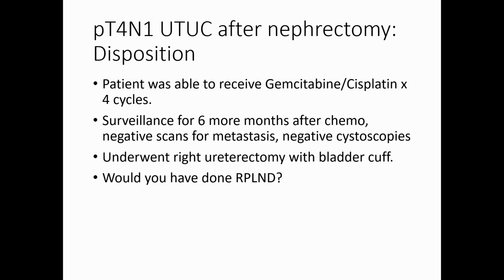And then after that, we monitored the patient just to make sure she wouldn't have a rapid recurrence, continued surveying her endoscopically just to make sure that we weren't missing any recurrences locally, and then she eventually underwent a salvage ureterectomy with bladder cuff. I elected not to do a lymph node dissection at this time. Mind you, she did have a positive hilar lymph node, right? Was I wrong? Adam? I don't think so.